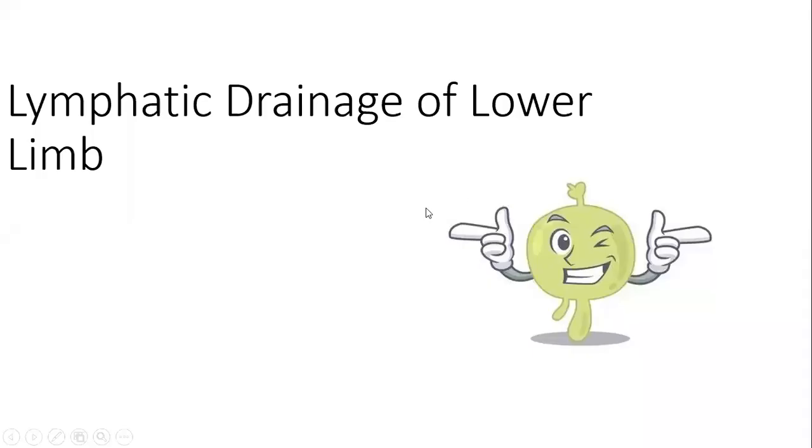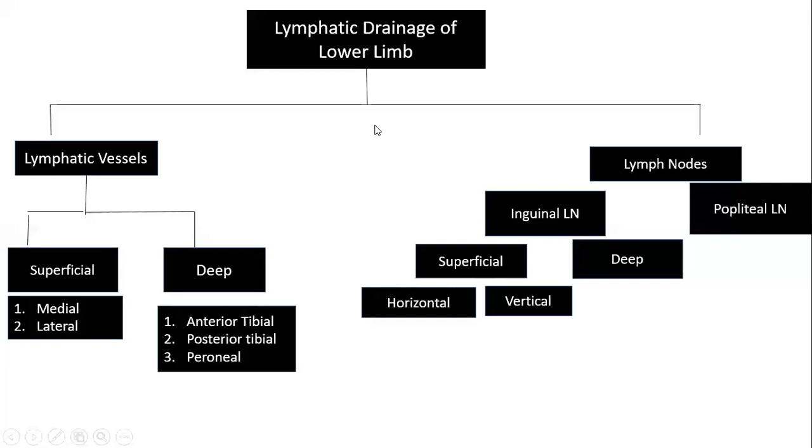So regarding the lymphatic drainage of the lower limb, we divide it into two sets based on the system of lymphatic vessels and lymph nodes. Let's move on to the lymphatic drainage of the lower limb. It comprises lymphatic vessels and lymph nodes.